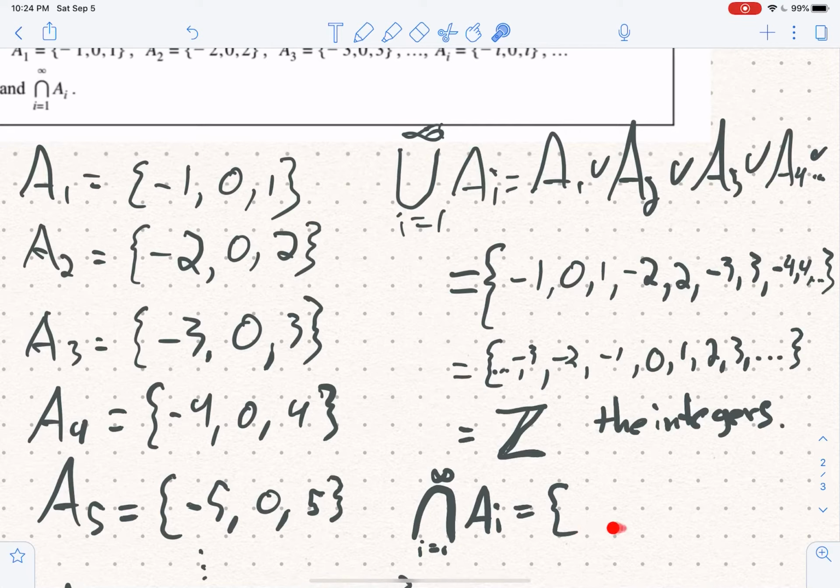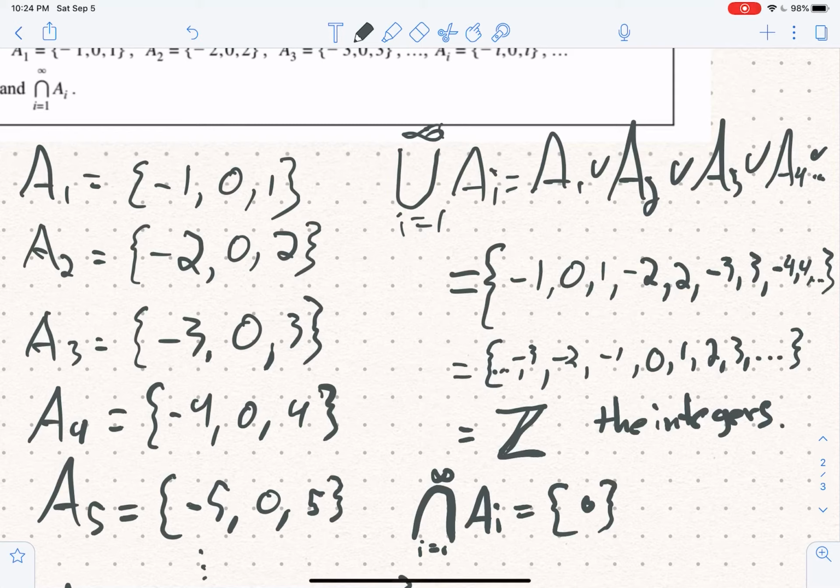Whatever members appear in here, they have to appear in A1, but also in A2, and also in A3, and also in A4. And if you look, you can see that the only number that actually appears in all of these is 0. 0 is in A1, A2, A3, A4, and A5. 1 is in A1, but it's not in A2, so we can't include 1 in the intersection. Same for -1. The numbers 2 and -2 are in A2, but they're not in any of the other A's, and that means that we can't include them in the intersection. So the intersection is just the set containing the number 0.